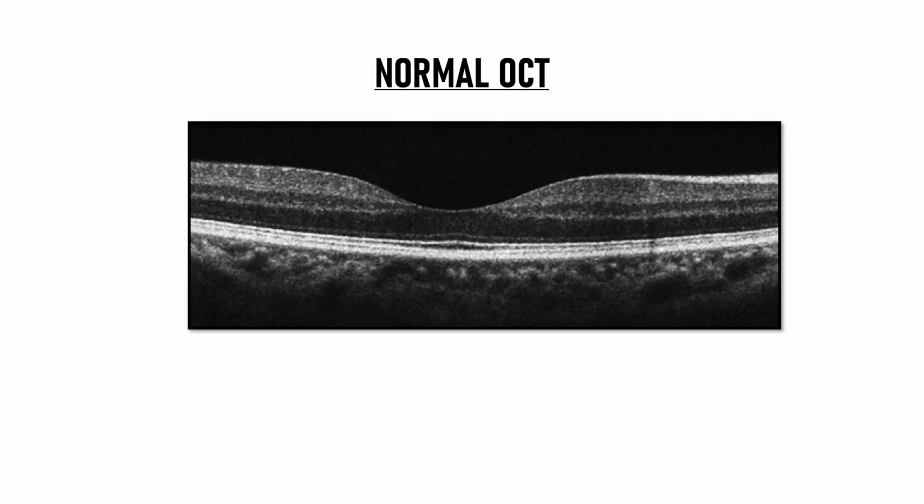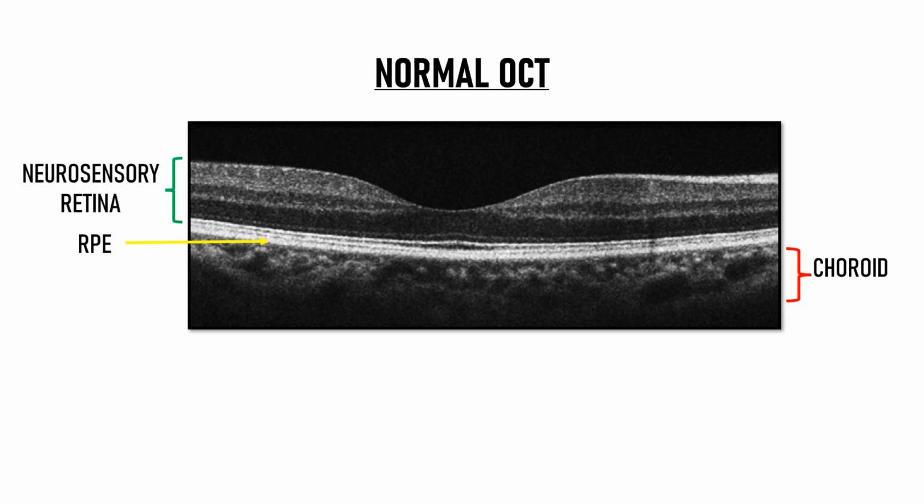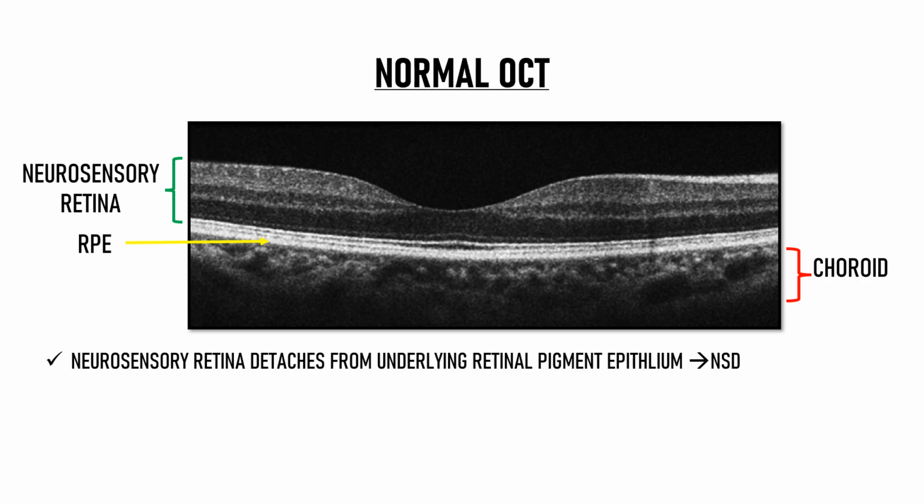This is the choroid, and as we go from the choroid to retina, the first hyperreflective line that we see is this. This line represents the RPE or the retinal pigment epithelium. The rest of the retinal layers together constitute what is known as the neurosensory retina. So when this neurosensory retina detaches from the underlying retinal pigment epithelium, then that condition is known as neurosensory detachment.